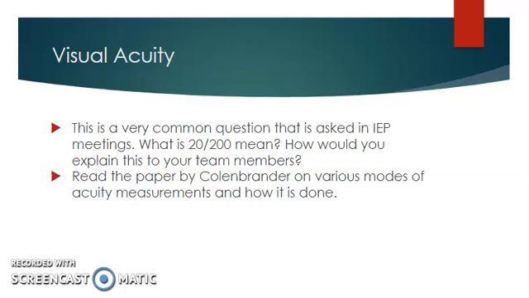And then the other big topic is visual acuity. So we discussed this in the past, about what 2200 means. How would you explain this to your team members? When you go into an IEP meeting, you just give a number, a random number, 2600, 2040, 2070, 2080. How would you explain, simulate this experience?